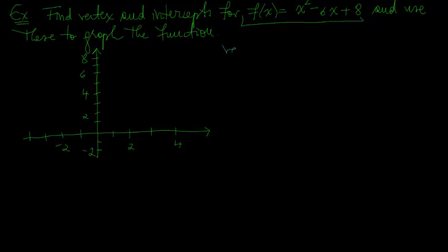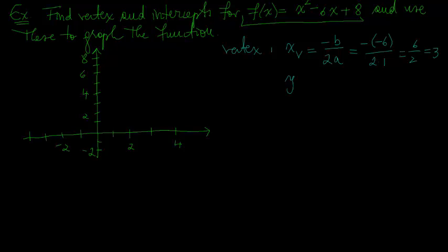So for the vertex, we have the formula, the x-coordinate of the vertex is going to be minus b over 2a. So in this case, minus negative 6 over 2 times 1, or 6 over 2, which gives me 3. So the x-coordinate of the vertex is 3.